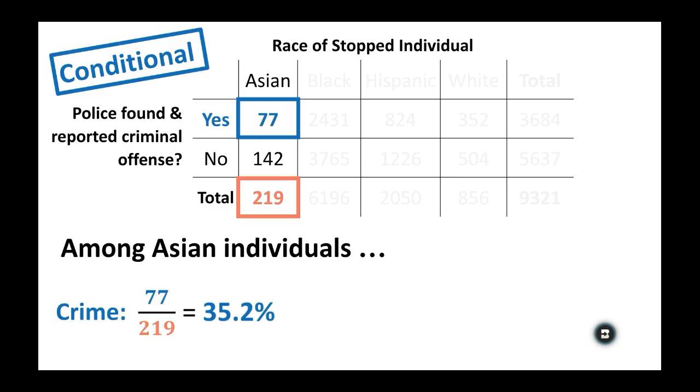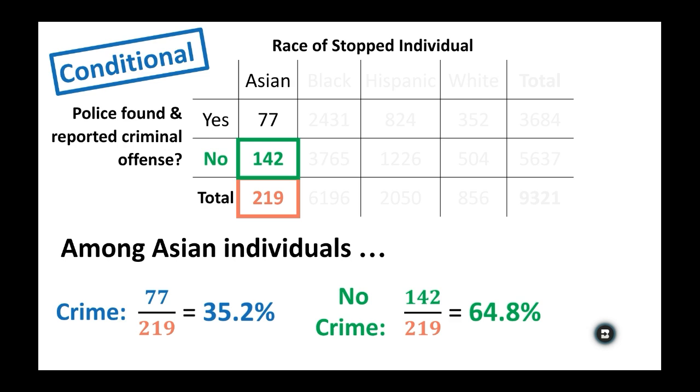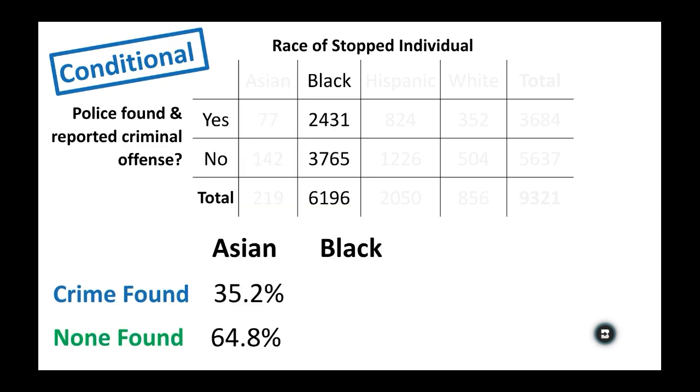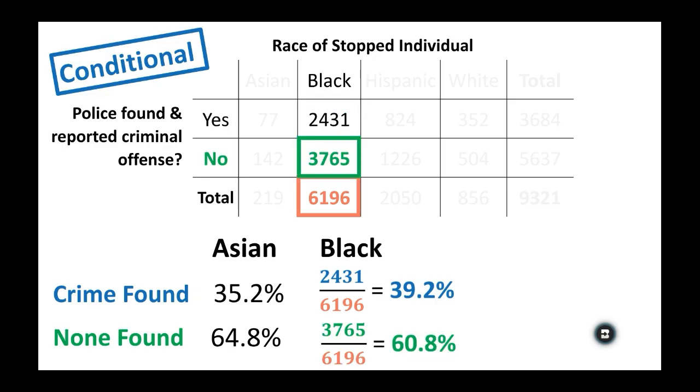We find that 77 out of 219 Asian individuals stopped were reported for a criminal offense. That's 35.2%. And 142 of those 219 Asian individuals had no crime found. Dividing gives us 64.8%. Moving on to the next column with the data for Black individuals, we can see the yes out of the total was 39.2%. That's the total number of Blacks divided by the total. And then no crime comes out to 60.8%.